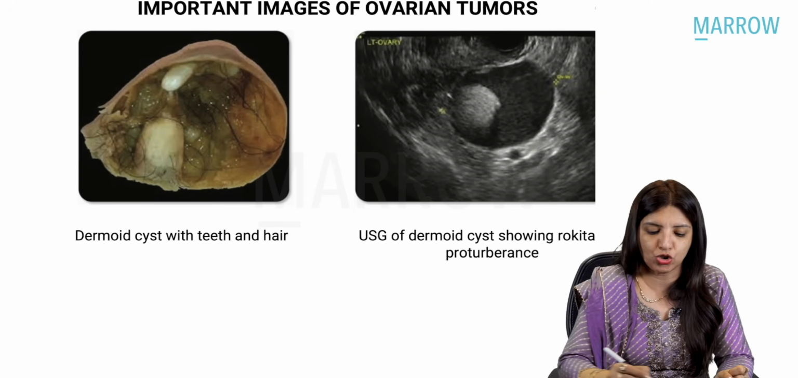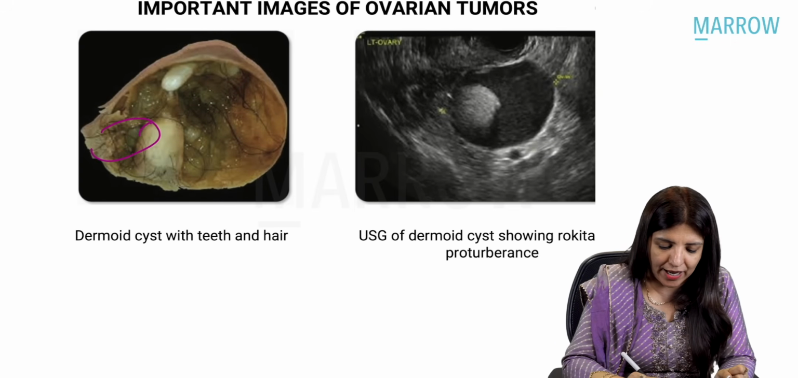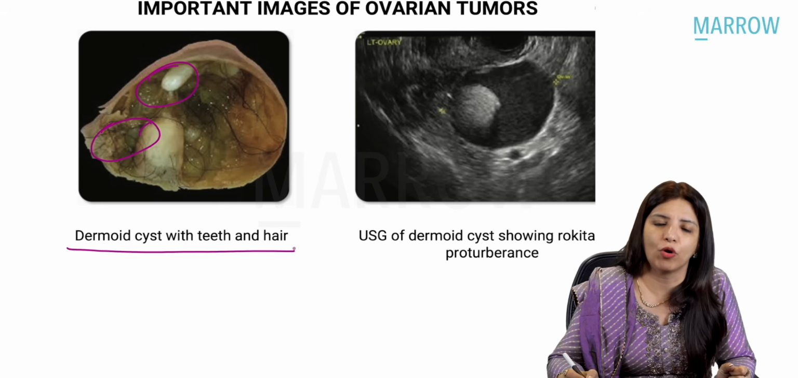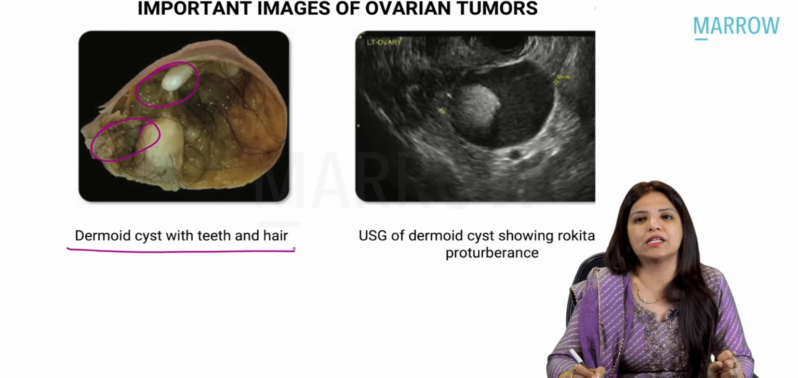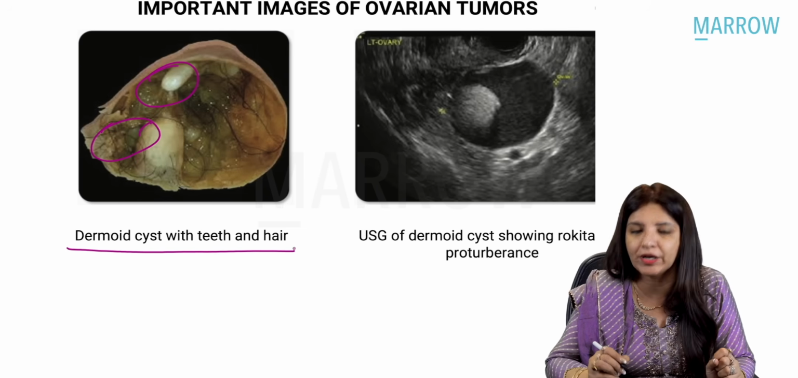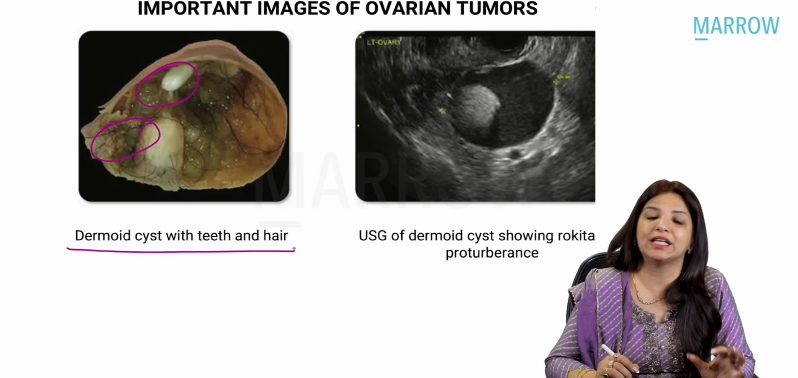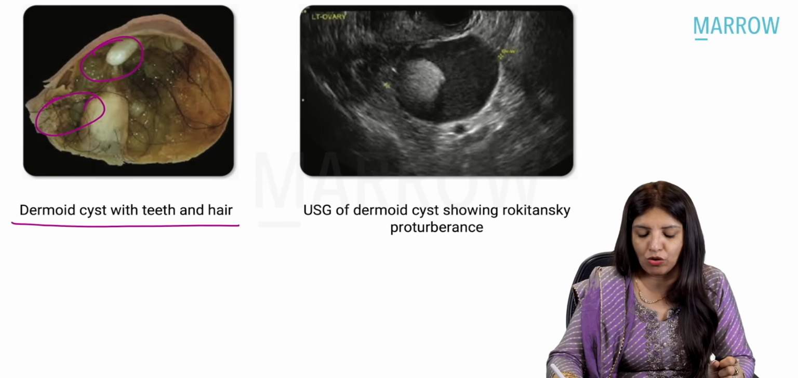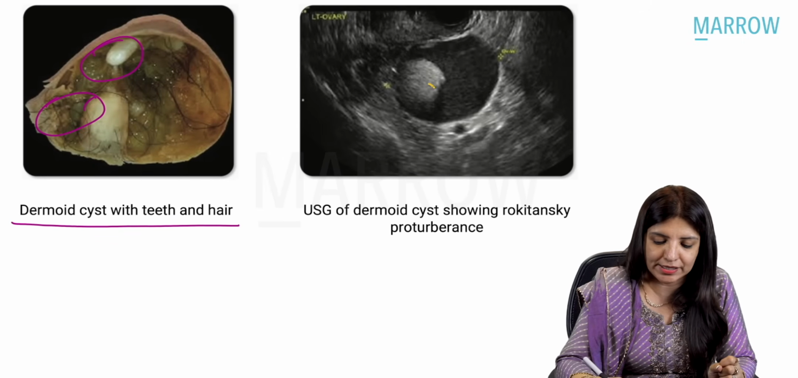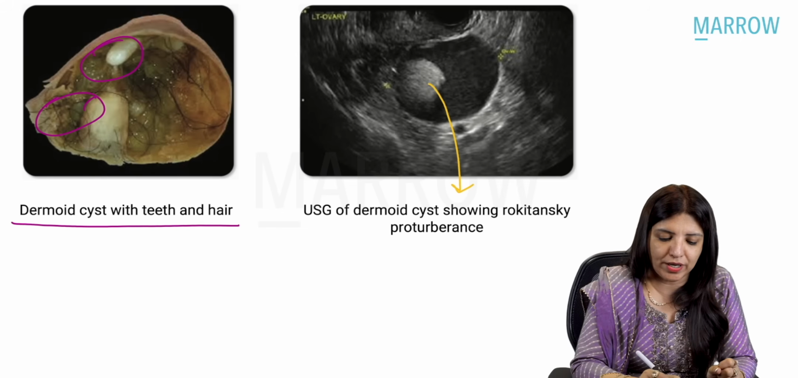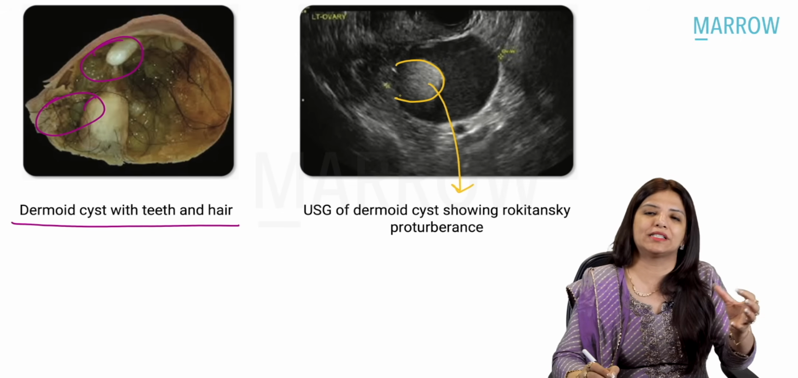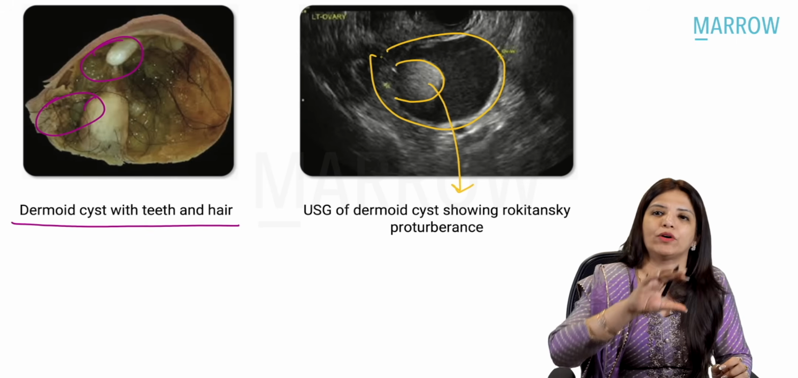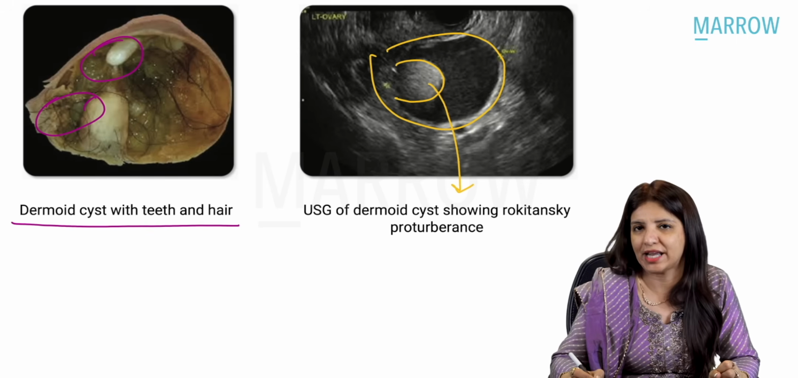Now, important images of ovarian tumors. Whenever you get an ovarian tumor where you see that there are hair and teeth-like structures, it means you are looking at a dermoid cyst. Please remember, a dermoid cyst is the most common germ cell tumor. And the germ cell tumors are all found in young age groups, right? Now, on ultrasound of a dermoid cyst, you can get a Rokitansky protuberance, right? On one side, you will see that there is some elevation, some white colored, so there will be a cyst, and on one side you are going to get a raised white area which is called the Rokitansky protuberance.